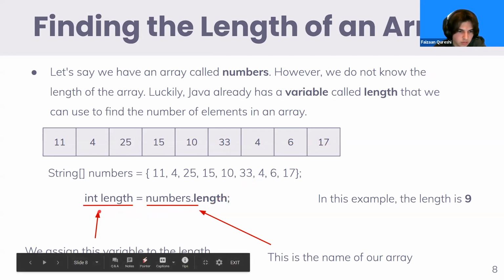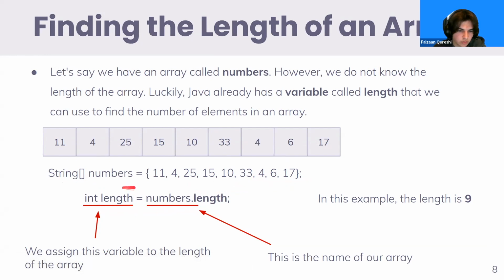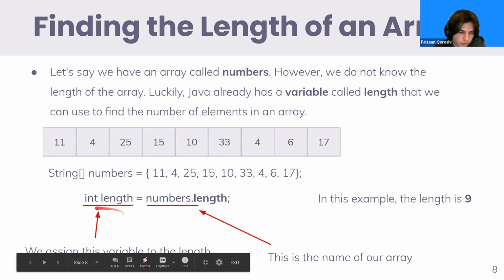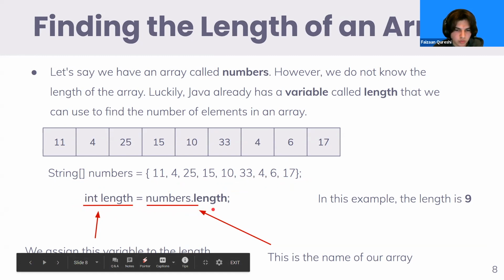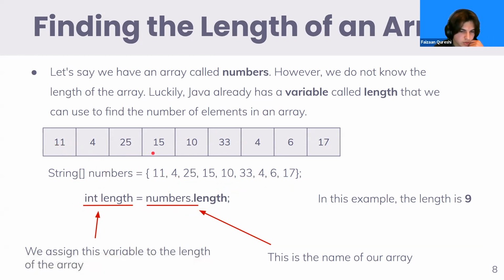If we were to have this line of code, we're assigning int length as a variable to the value of the length of the array numbers. In this case, int length would be equal to 9, because this is the number of values in the array. So numbers.length is essentially just the amount of values in the array. It gives us the length of the array, and numbers is the name of our array.